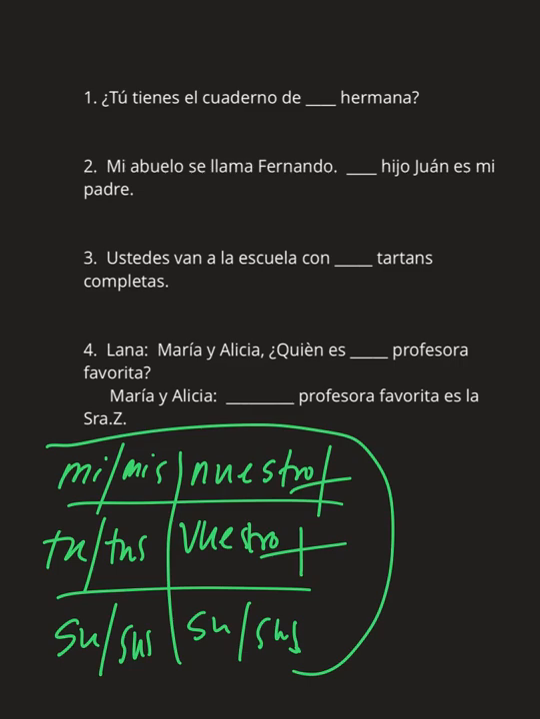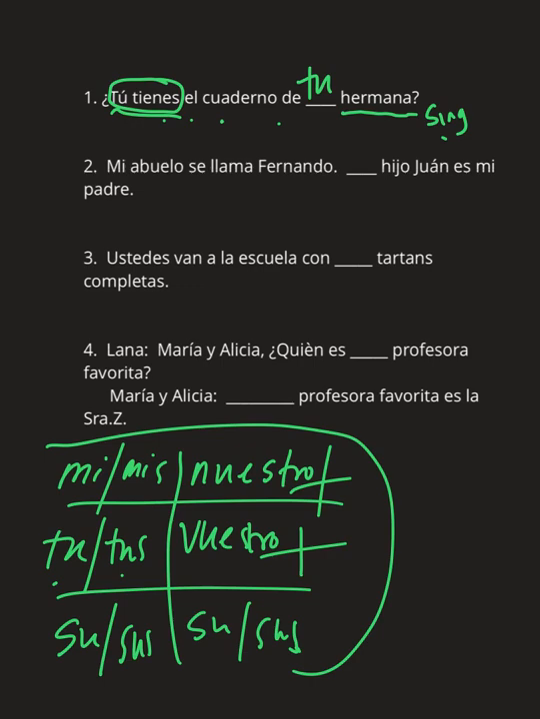Okay. Número 1. Tú tienes el cuaderno de blank hermana. All right. This tells us singular, plural. I see singular. Right. Okay. My only other clue is tú tienes. Right. So you have the notebook of blank sister, of your sister. So I go to box 2, tú or tus. This tells me singular, so it's going to be tú.